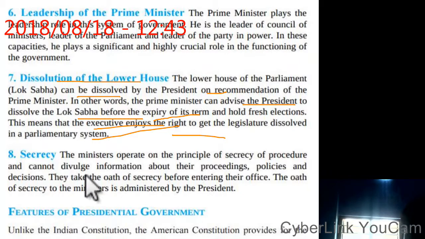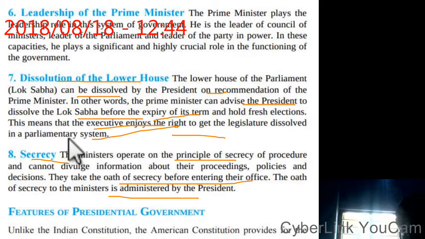Secrecy. The ministers operate on the principle of secrecy of procedure and cannot divulge information about the government's policies and decisions. They make an oath of secrecy before entering their office. The oath of secrecy to the ministers is administered by the President. So here all are important.